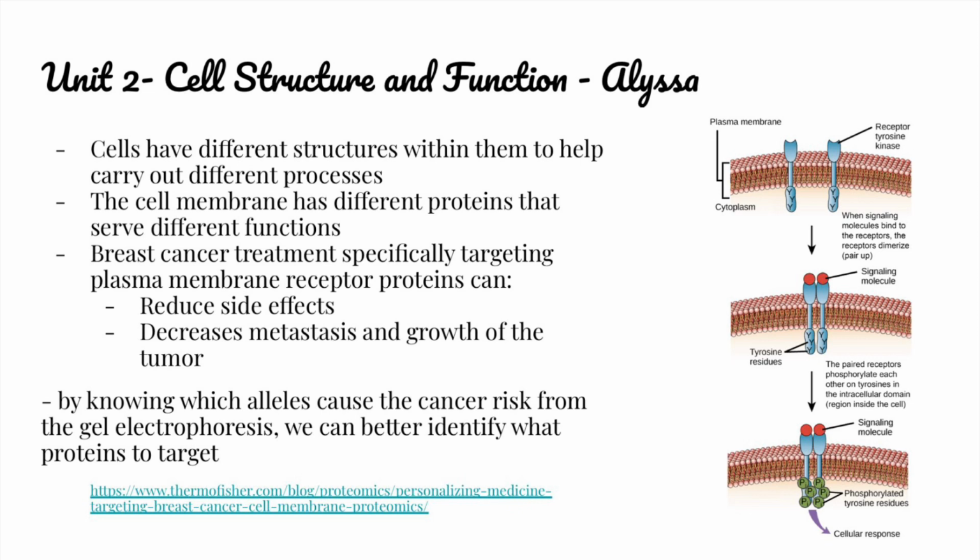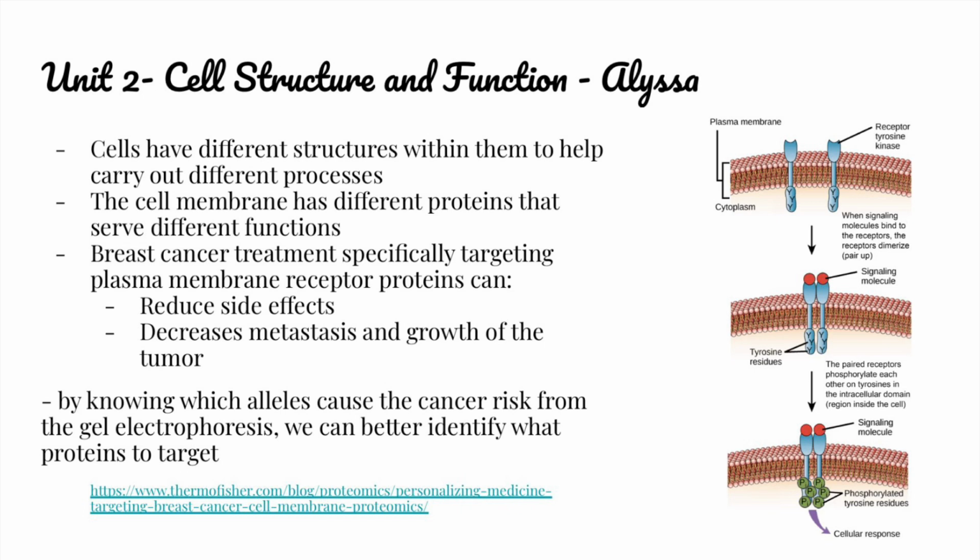Unit 2, Cell Structure and Function, is about cells and the different structures within them they have to help carry out different processes. The cell membrane has different proteins in it that help serve different functions. A type of breast cancer treatment is one that specifically targets plasma membrane receptor proteins in order to reduce side effects and decrease metastases and growth of the tumor.